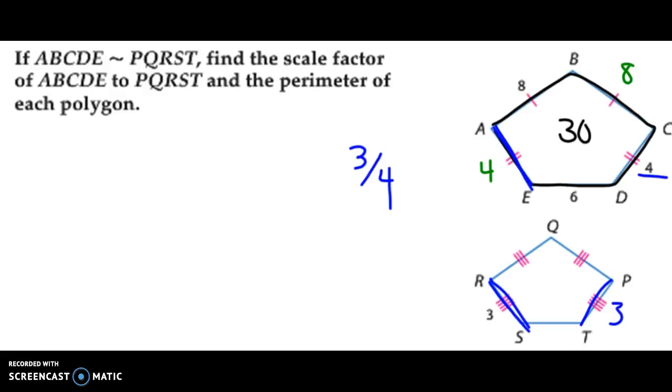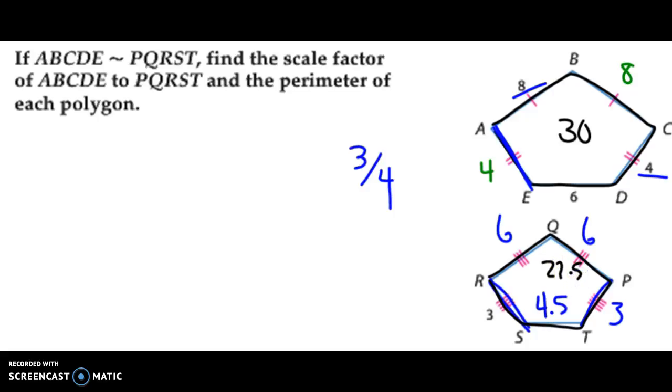Now what I can do is I can say, well, what's 8 times 3/4? So I go to my calculator and I do 3/4 times 8. That's going to be 6. Same thing, that's going to be 6. Then the next one. 6 times 3/4. I go to my calculator. 6 times 3/4 ends up being 18 divided by 4, which is 4.5. Okay? So I add up all my sides. 6 plus 6 is 12, plus 3 is 15, plus 4.5 is 19.5, plus 3 is 22.5.